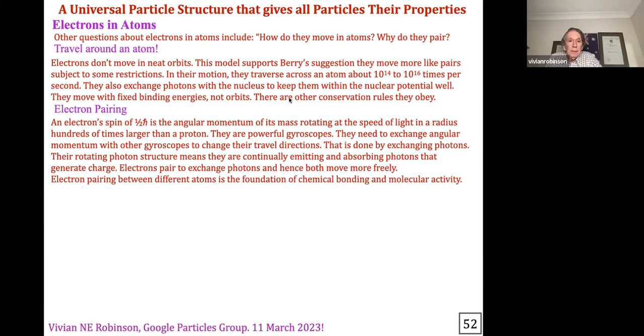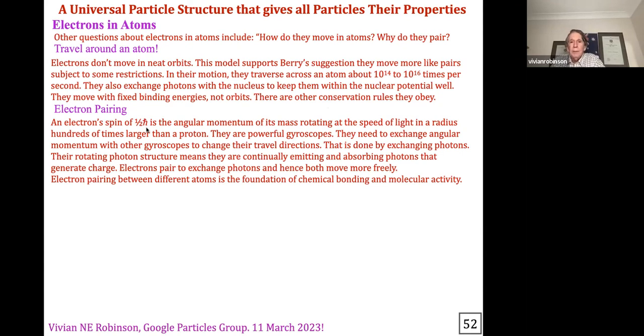As far as spectroscopy is concerned, there's no difference. But it does make some difference: we don't have to postulate anything to get these orbits, apart from the screening effect, which I think is obvious. There are other conservation rules. The other question is, why do electrons pair? Well, their angular momentum of half-hbar is the whole mass rotating at the speed of light in a radius hundreds of times larger than that of a proton.